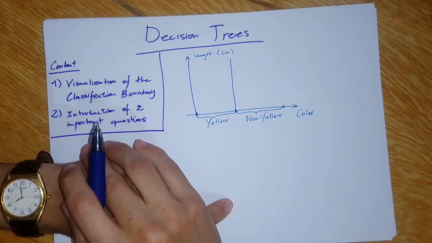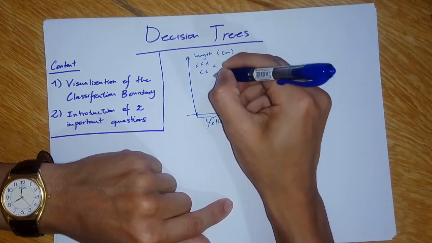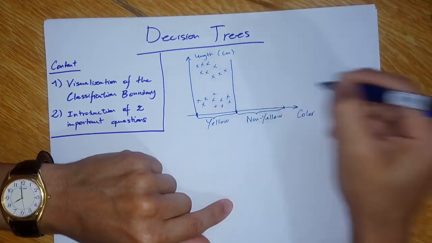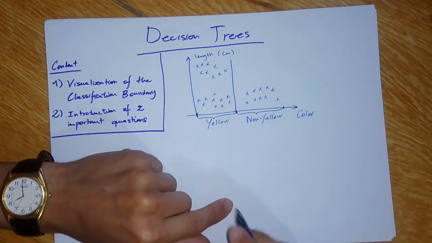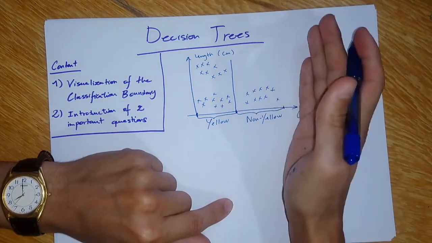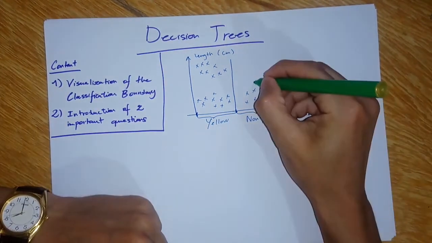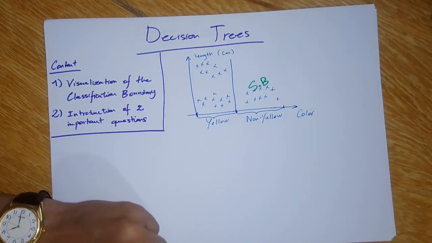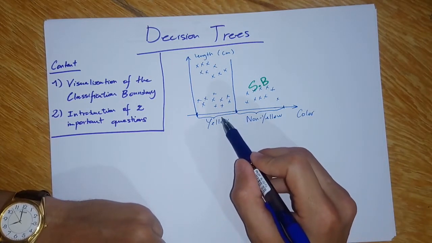Now, I think that I should draw some samples to make this visualization clear. So let's say that my samples are distributed in this way. So these are my data points, right? So now everything that is on the right, everything that is non-yellow, this is a strawberry. Okay.